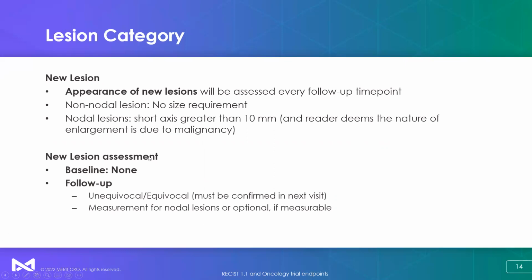For the new lesion assessment, the baseline would have no new lesions, and at any follow-up, the state of unequivocal or equivocal should be recorded. If the reader answers equivocal, it must be confirmed at the next visit whether that lesion was truly unequivocal at the next time point. Measurement of the nodal lesions is optional, as with the other lesions, if measurable.